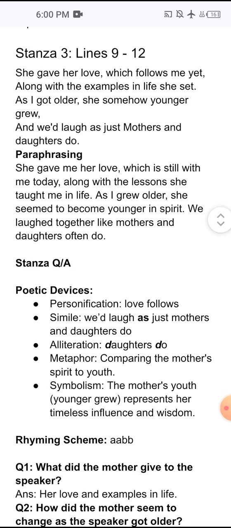Paraphrasing, she gave me her love, which is still with me today, along with the lessons she taught me in life. As I grew older, she seemed to become younger in spirit. We laughed together like mothers and daughters often do.